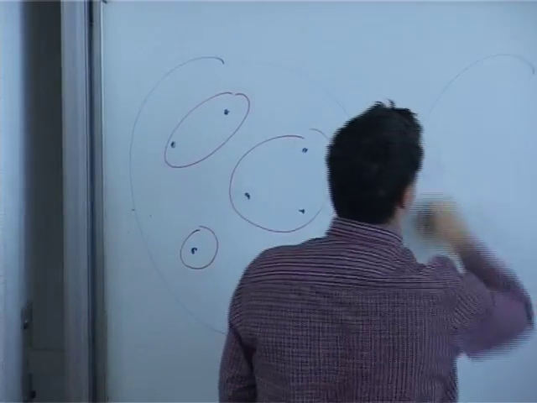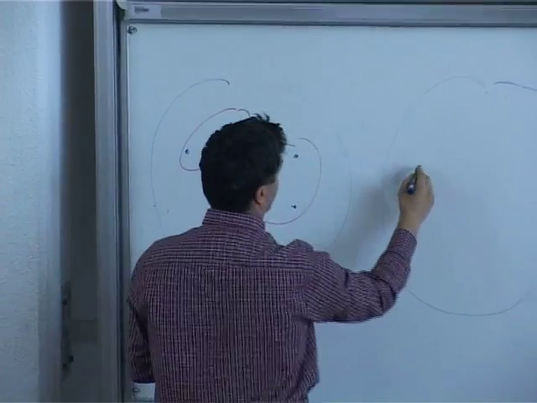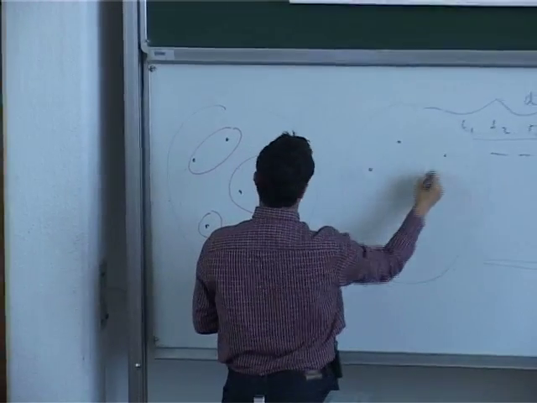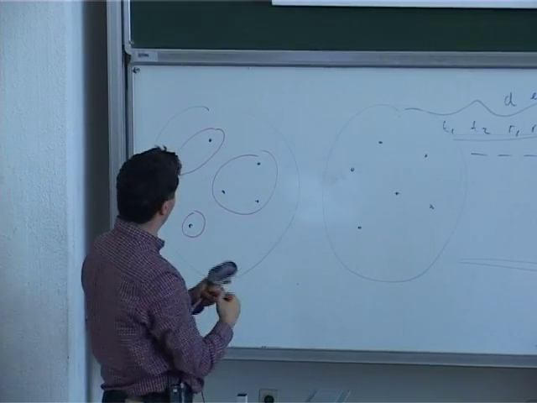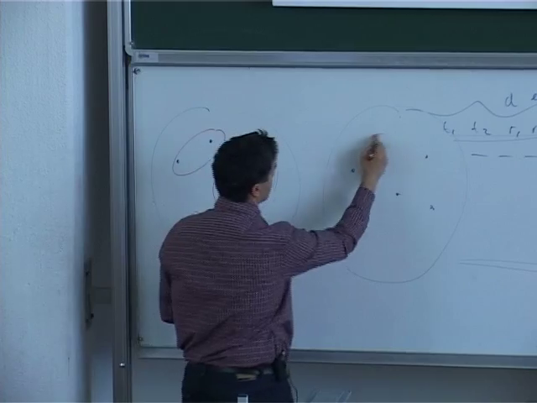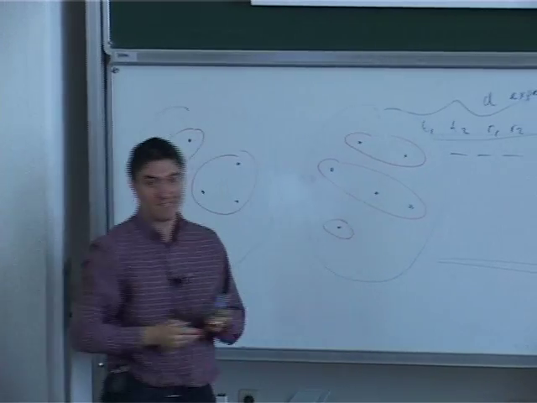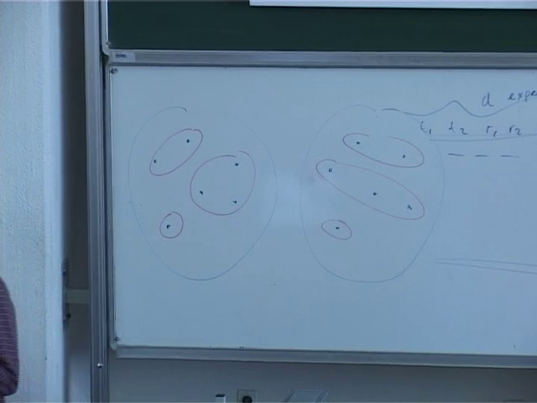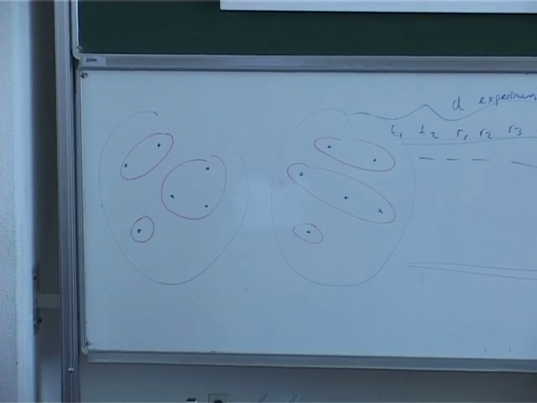And for the same data set, somebody else told me that I cluster them like this. Which one is a better clustering? How do you evaluate this? Which one is a better grouping of these points?